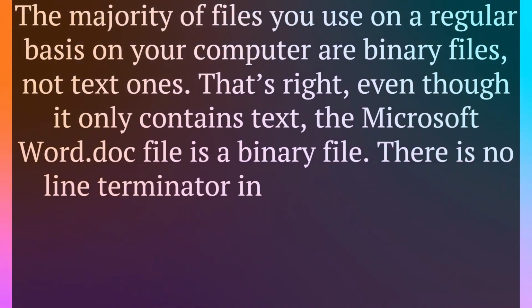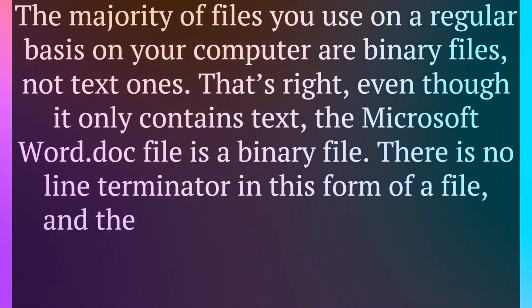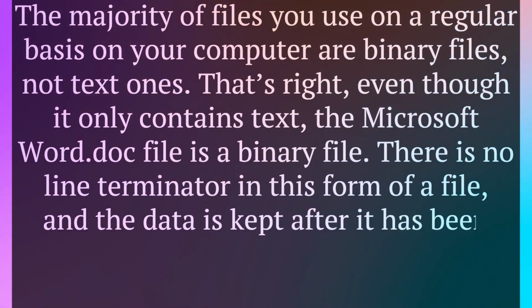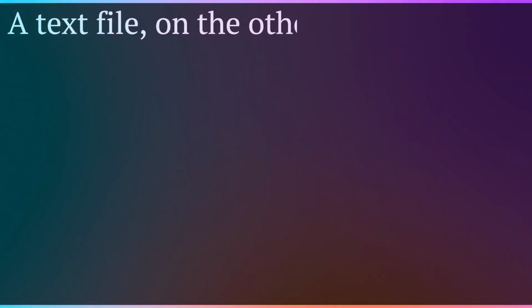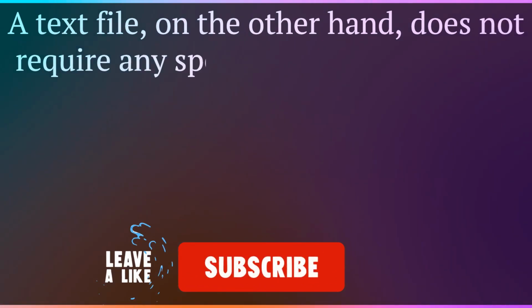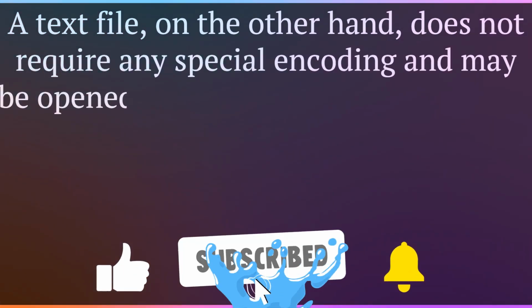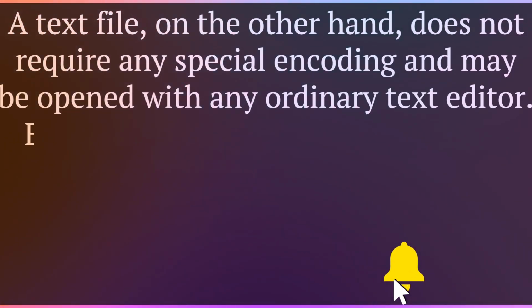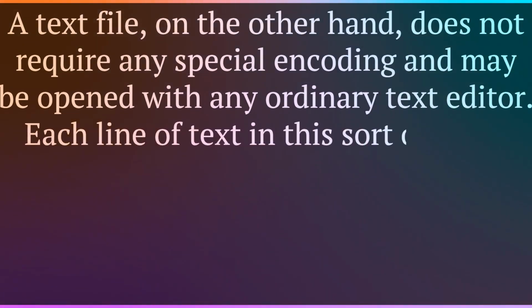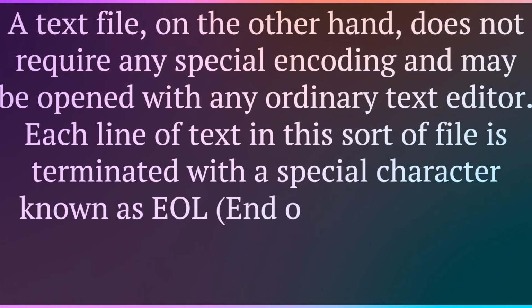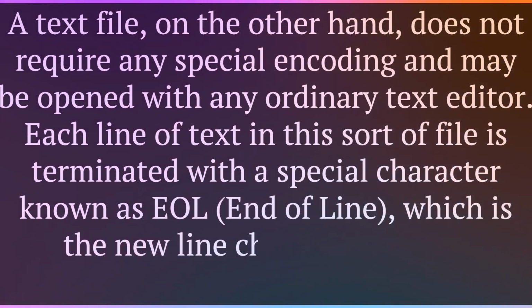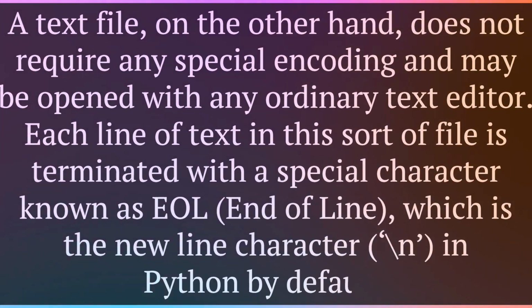There is no line terminator in this form of file, and the data is kept after it has been converted into machine-readable binary language. Text files. A text file, on the other hand, does not require any special encoding and may be opened with any ordinary text editor. Each line of text in this sort of file is terminated with a special character known as EOL, or end of line, which is the new line character in Python by default.